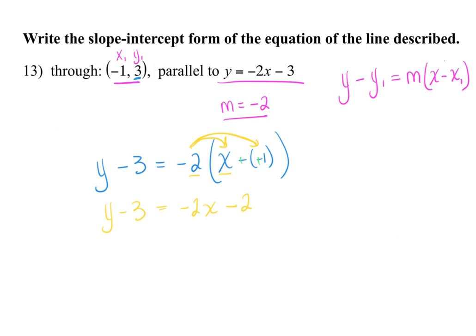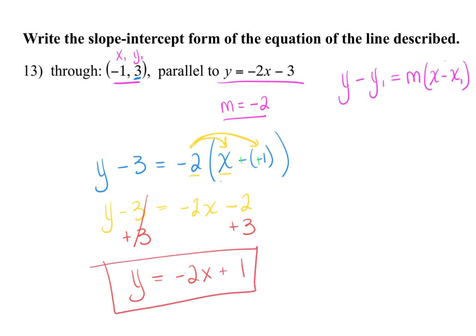And if they want slope-intercept, they just want y by itself. So I'm going to add that 3 over. So I get y equals negative 2x, and negative 2 plus 3 is positive 1. And so that is another way to do this. You can use your point slope, and then you don't have to solve for b. You just put your point and your slope in and get y by itself, and you're done.